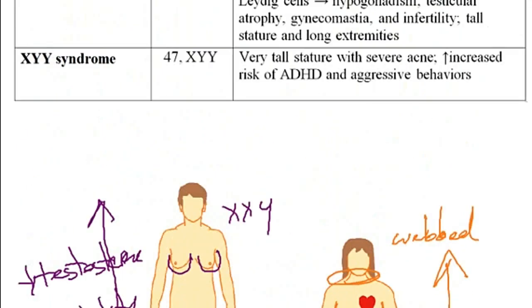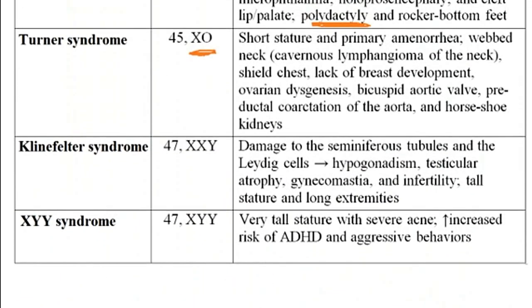Now back to the table. So we already discussed Turner syndrome. Patients with Klinefelter, due to damage to seminiferous tubules as well as Leydig cells, present with hypogonadism, testicular atrophy, gynecomastia, and infertility. And these patients also have tall stature and long extremities.